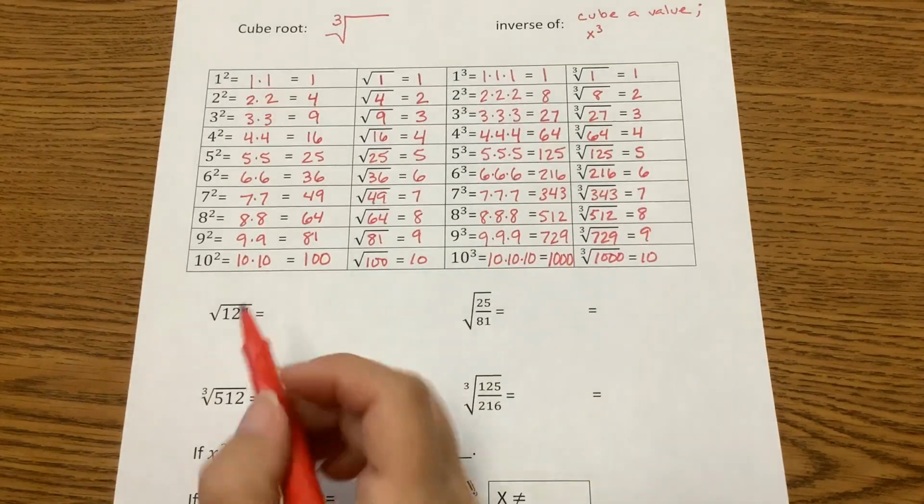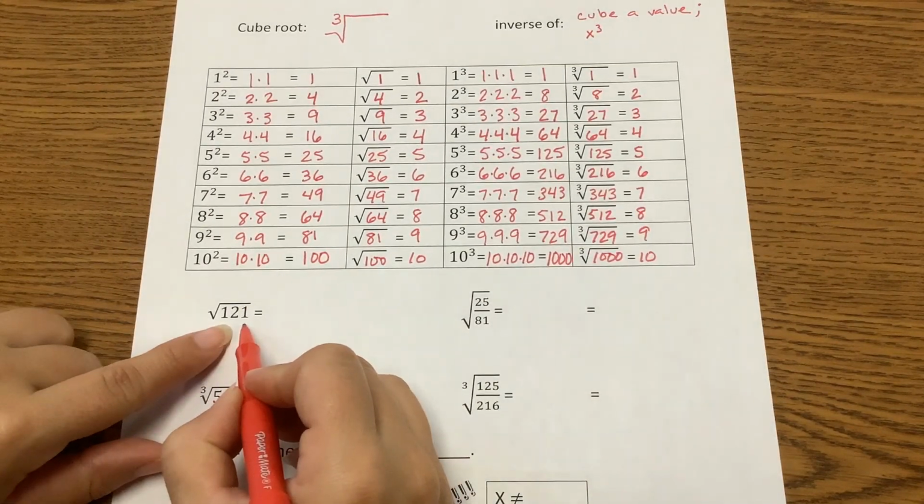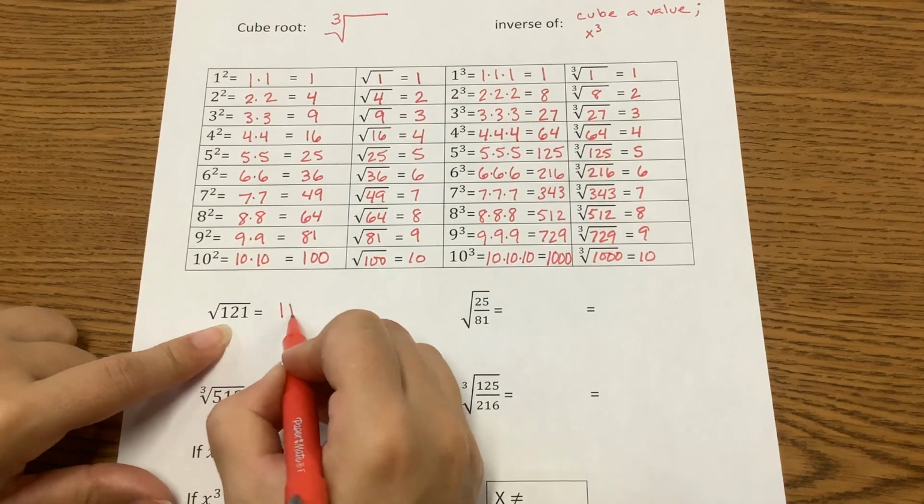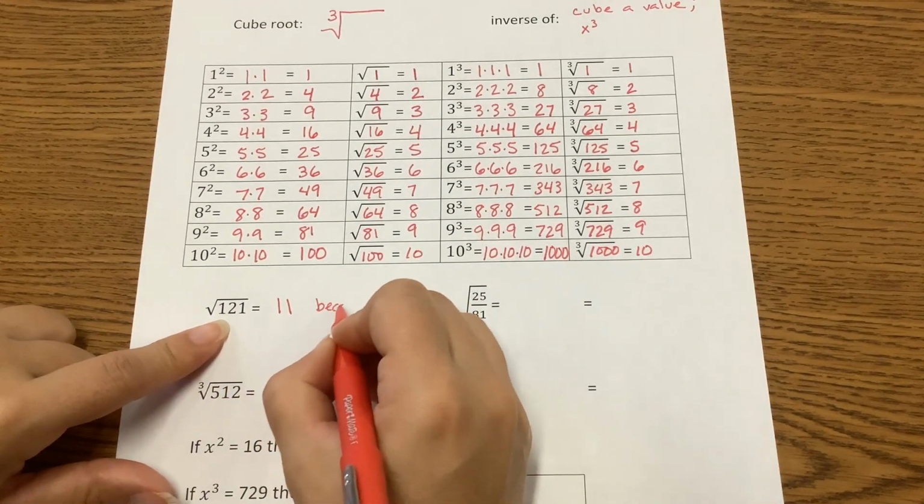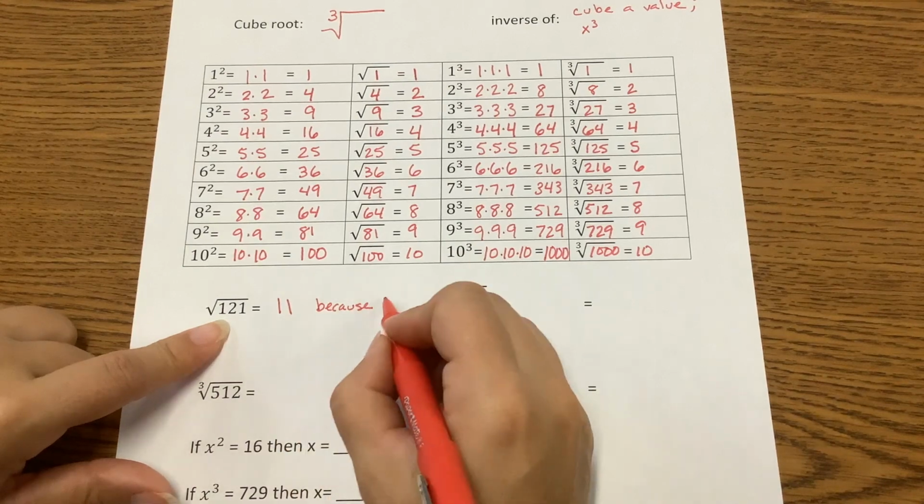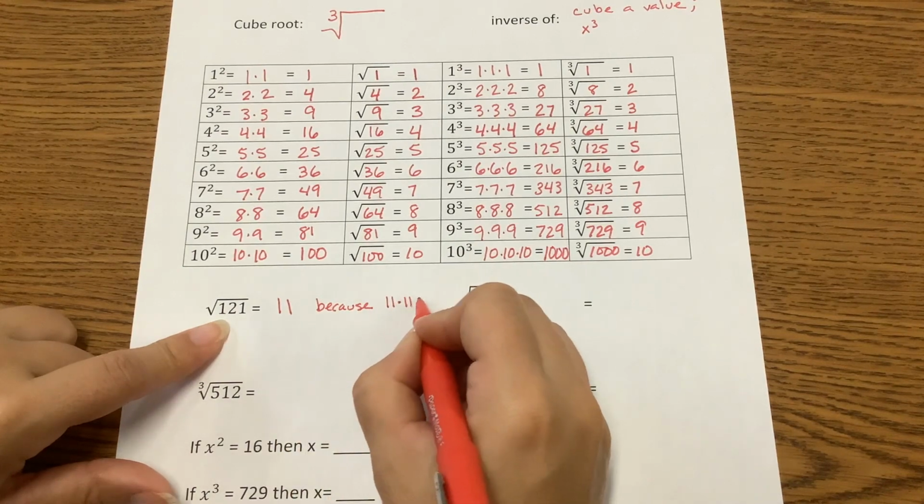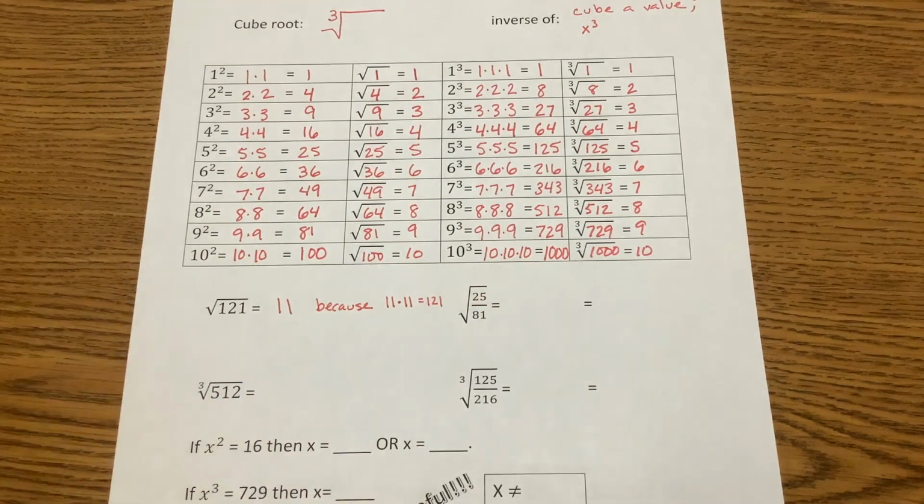All right, so first, the square root of 121, we're asking ourselves what number times itself is 121? Okay, so it's 11, and that's because, so we're going to write the reason why. Because 11 times 11 is 121.